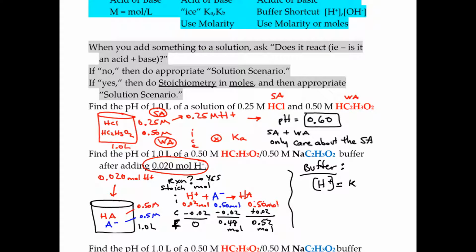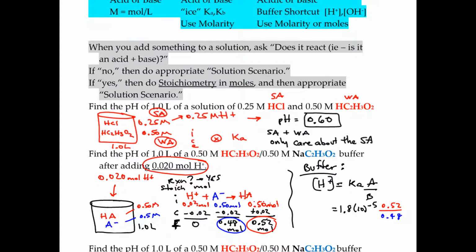So H plus equals Ka times A over B. The Ka, as we all know really well, is 1.8 times 10 to the minus 5th for acetic acid. Now the acid of the buffer is the 0.52. So I'm going to put 0.52 here, that's in moles. And then the base of the buffer is 0.48. So I'm going to put a 0.48 over here.